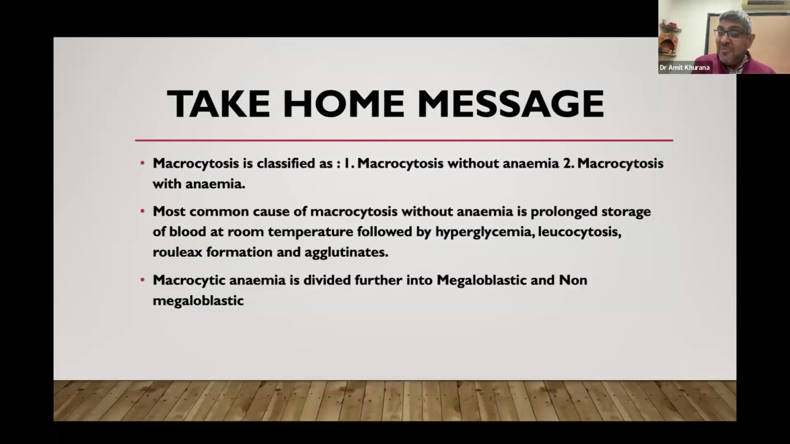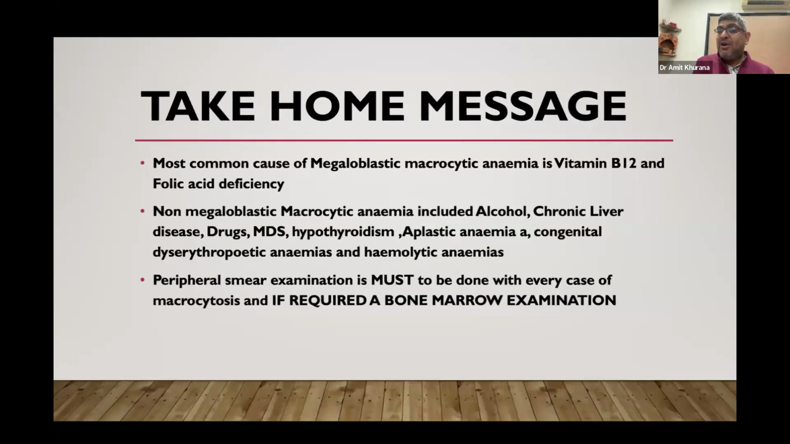So take home message from my side when you're dealing with any megaloblastic anemia: macrocytosis is divided into macrocytosis without anemia and macrocytosis with anemia. Most common cause of macrocytosis without anemia is prolonged storage of blood at room temperature, followed by hyperglycemia, leukocytosis, rouleaux formation, and agglutinates. Macrocytic anemia is again further divided into megaloblastic and non-megaloblastic. Most common cause of megaloblastic macrocytic anemia is B12 and folic acid deficiency. In non-megaloblastic macrocytic anemia, the most common cause, as I said, is alcohol, followed by smoking, chronic liver disease, drugs, MDS, hypothyroidism and not hyperthyroidism, aplastic anemia, congenital dyserythropoietic anemia, and hemolytic anemias.